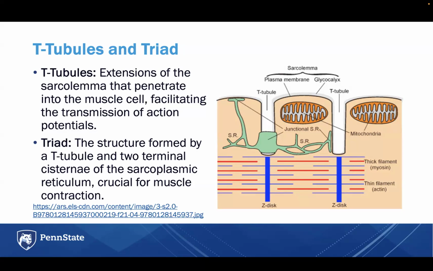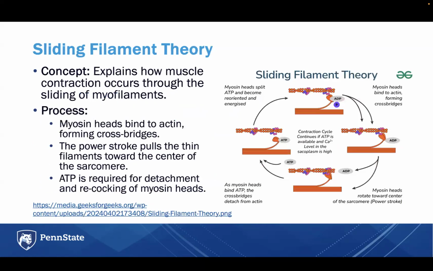And as you can see, the sarcoplasmic reticulum and the T-tubule form a structure called a triad. And when they're together, the T-tubule helps the sarcoplasmic reticulum to get to the sarcomeres more easily, and they're crucial for muscle contraction, as you can see here.